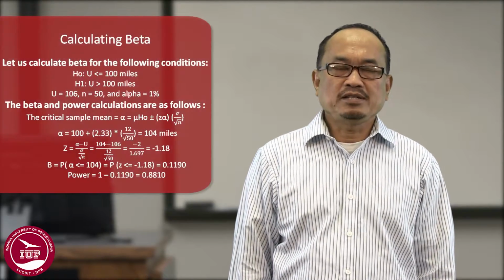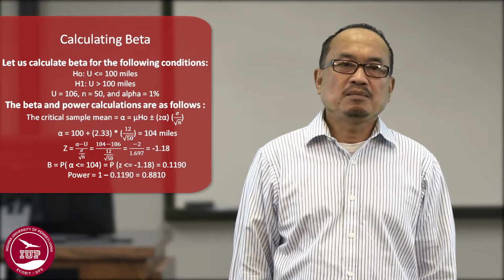So far, the value of alpha is kept at 5% and we proceeded to calculate beta. What happens if we decide to reduce the chance of making a type 1 error by lowering alpha to 1%? Reducing alpha without increasing the sample size will cause beta to increase. Let us calculate beta for the following condition.